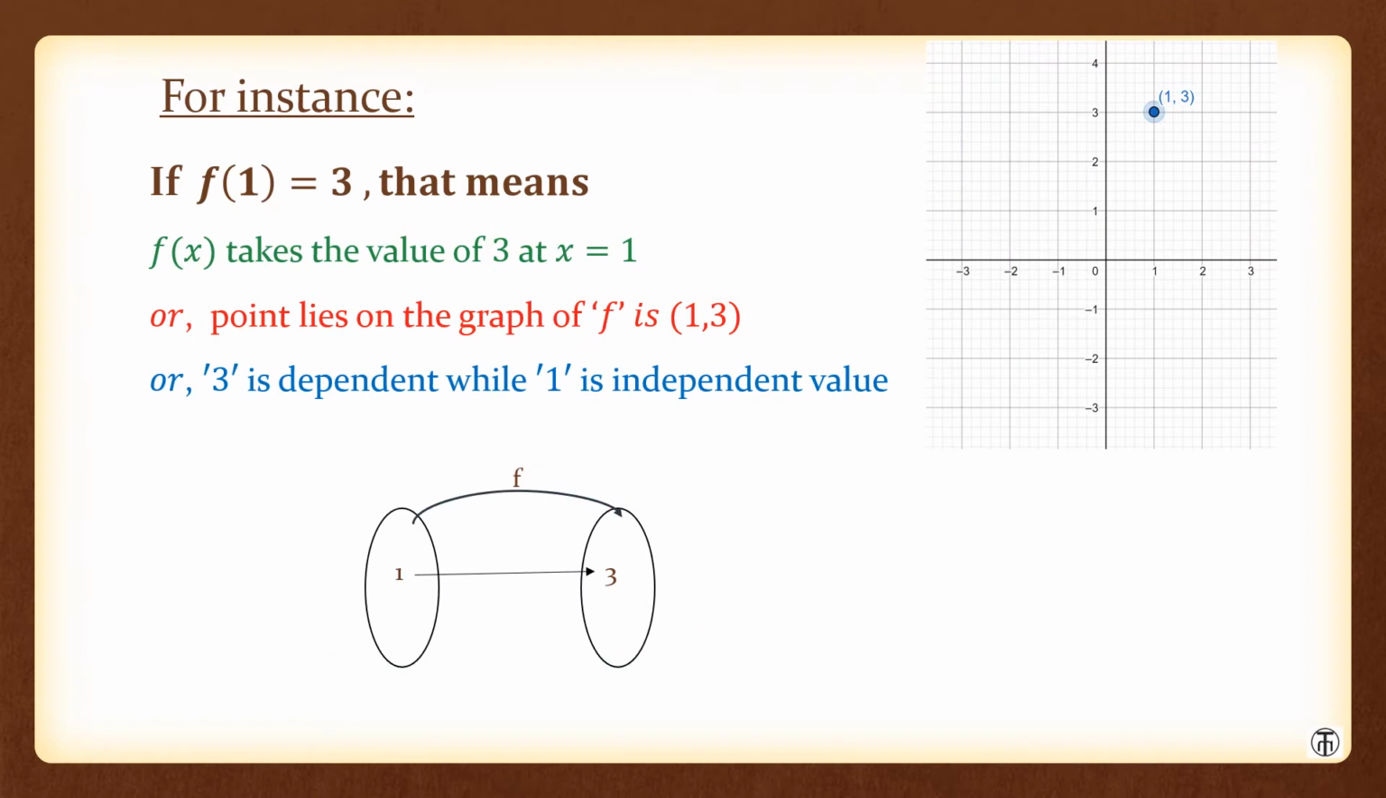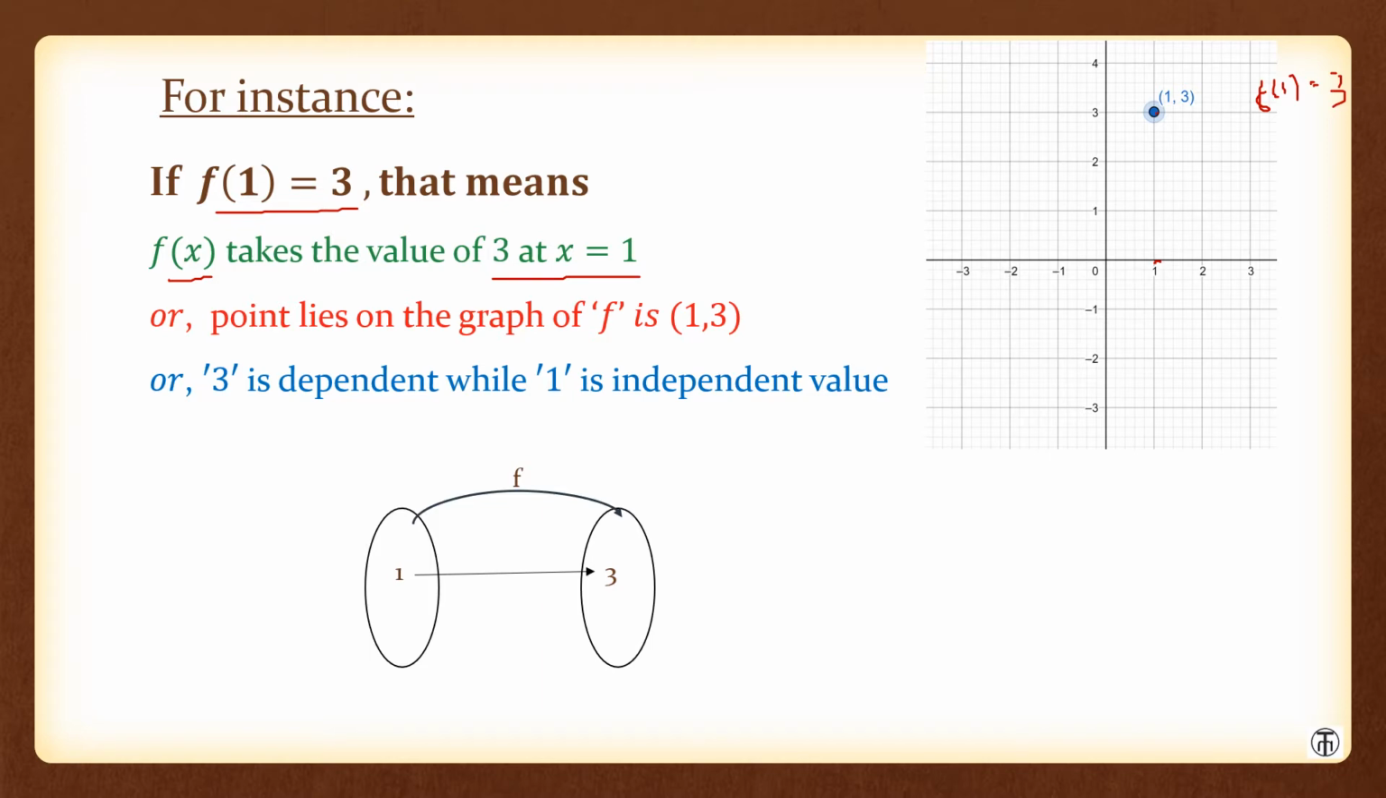For instance, if f of 1 equals 3, then what does it mean? That means that f of x takes the value of 3 at x equals 1. So at x equals 1, it takes the value 3 of the function. So f of 1 equals 3. At x equals 1, the value of the function is coming out as 3. That is the meaning of f of 1.